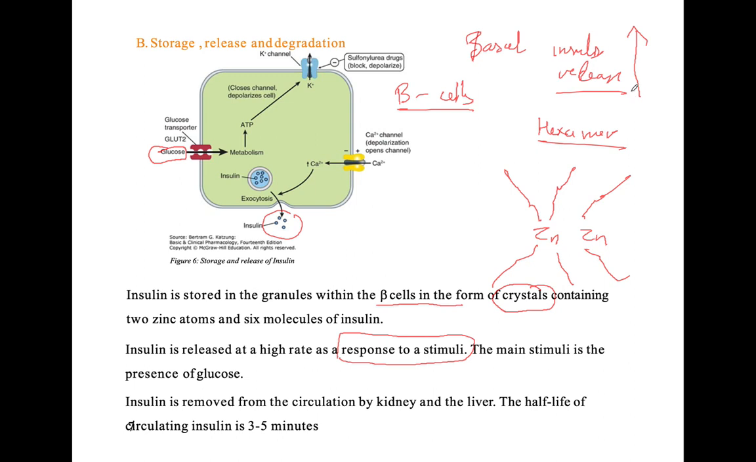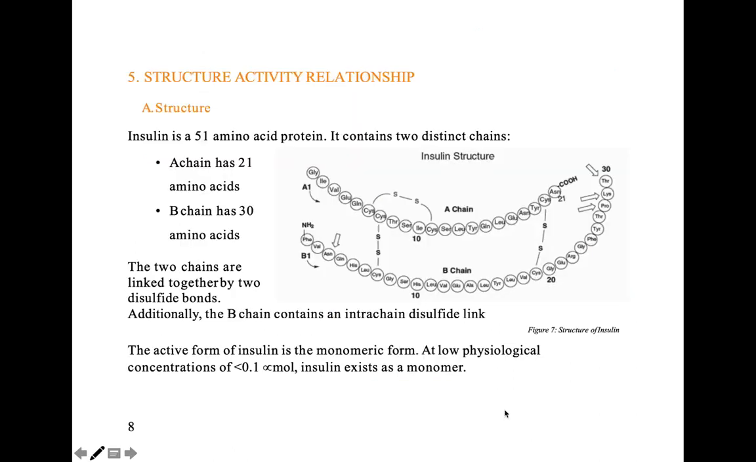I need to mention that the actual active form of insulin is the monomeric form. So the one that's going to interact with the receptor has to be in the monomeric form. Once insulin is released, it stays in the system about 3 to 5 minutes. It's going to be cleared by the kidney and the liver. So it's very short-lived. It's released, has to get to the receptor. If it doesn't get there and it stays in circulation, it's removed by the kidneys and the liver.